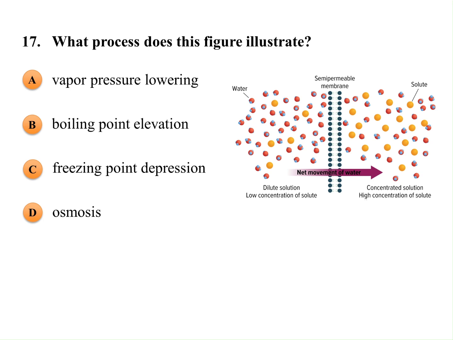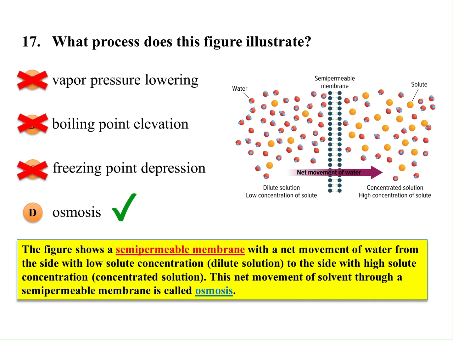What process does this figure illustrate? Of course, it illustrates osmosis. And what's osmosis? It's the movement of water from the side with low solute concentration to the side with high solute concentration through a semi-permeable membrane.